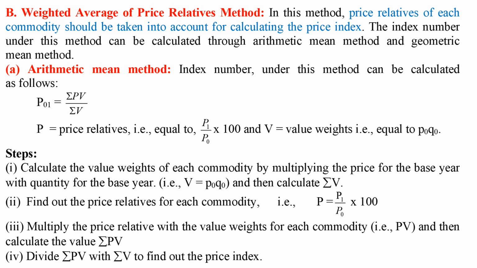Steps. I. Calculate the value weights of each commodity by multiplying the price for the base year with quantity for the base year. That is V equals P0 into Q0 and then calculate sigma V. II. Find out the price relatives for each commodity, that is, P equals P1 by P0 into 100. III. Multiply the price relative with the value weights for each commodity, that is P into V, and then calculate the value sigma PV. IV. Divide sigma PV with sigma V to find out the price index.